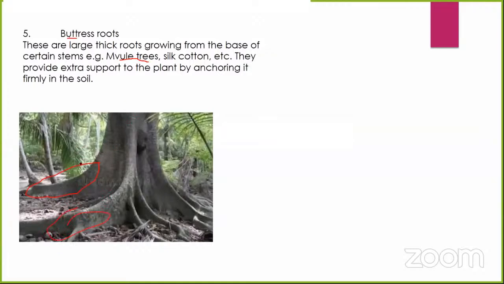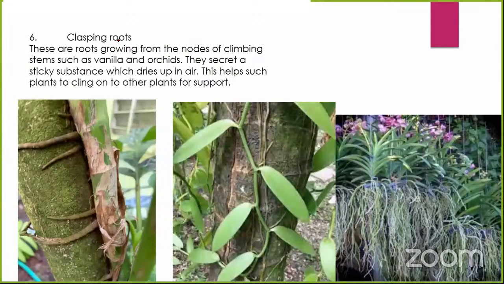And then we also have what we call clasping roots. Now with the clasping roots, to clasp is like you attach, you climb. These roots grow from the nodes of climbing stems, such as vanilla. Now in picture 1, this is the vanilla plant that you are seeing with these leaves. You can see that it has these clasping roots.